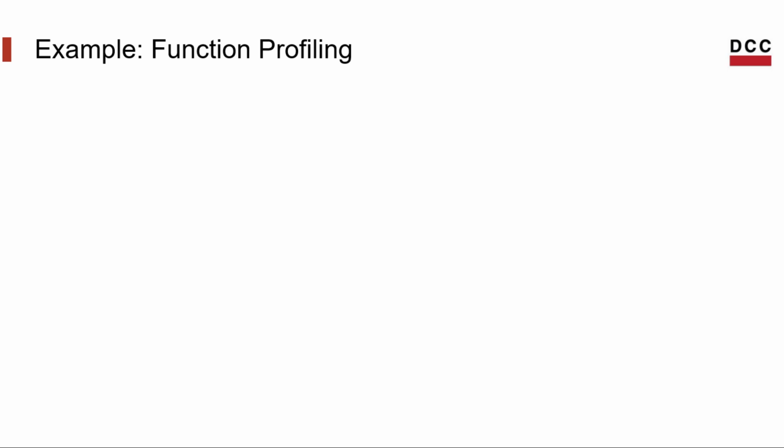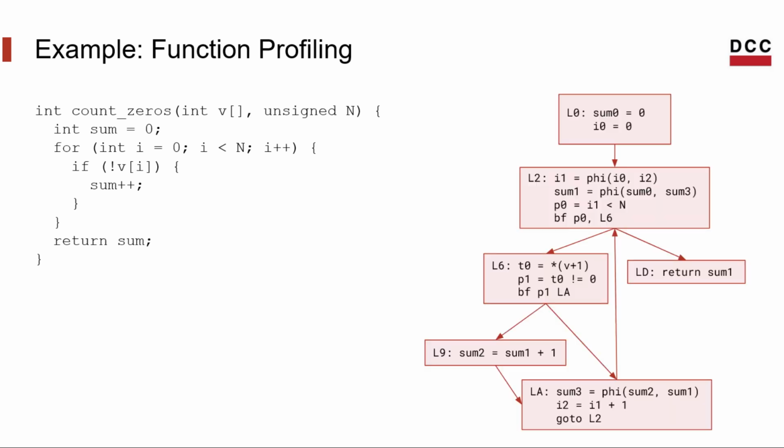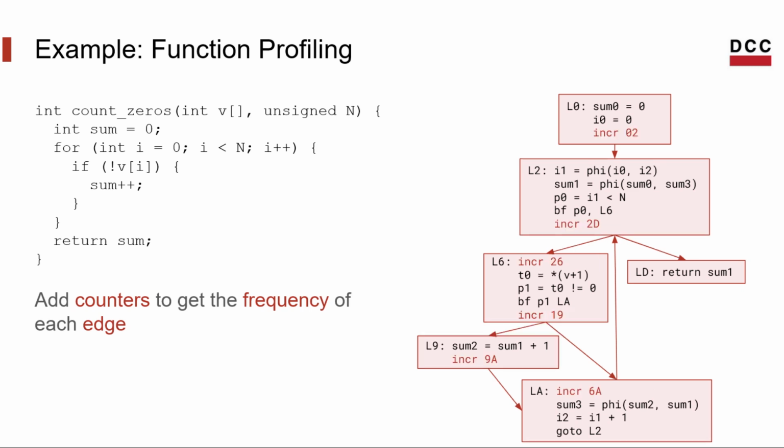So, let's start with a simple example using the following function that counts the number of zeros within an array. This function can be represented by the following CFG, which contains 6 basic blocks and 7 edges in static single assignment form. Now, in order to retrieve a profile from this function, we want to instrument it by placing counters on each basic block of the function, in such a way that we can get how many times each edge will be traversed, like so.